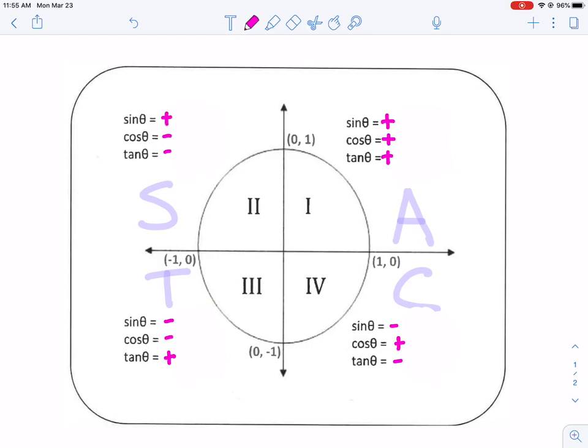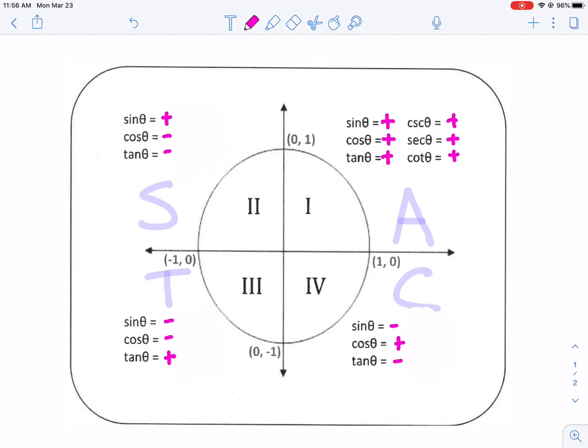Today, what we're going to do is look at which quadrants have our reciprocal functions either positive or negative. So if I take a look, since all of my functions, sine, cosine, and tangent, are all positive in quadrant 1, all of my reciprocal functions, cosecant, secant, and cotangent, are all positive there as well. So every function and every reciprocal function is positive in quadrant 1.